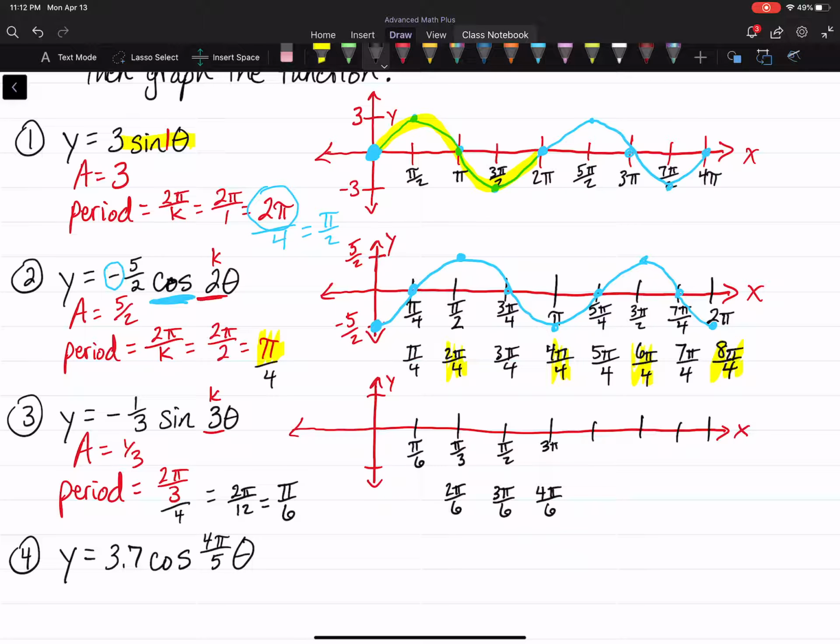That is 1 period. But we're going to do 2 periods worth, so I'm going to keep going. So the next one would be 5 pi over 6, which doesn't reduce, so I just write 5 pi over 6. 6 pi over 6 reduces to just pi. 7 pi over 6 does not reduce. And then 8 pi over 6 reduces to 4 pi over 3. And that will be 2 periods worth.